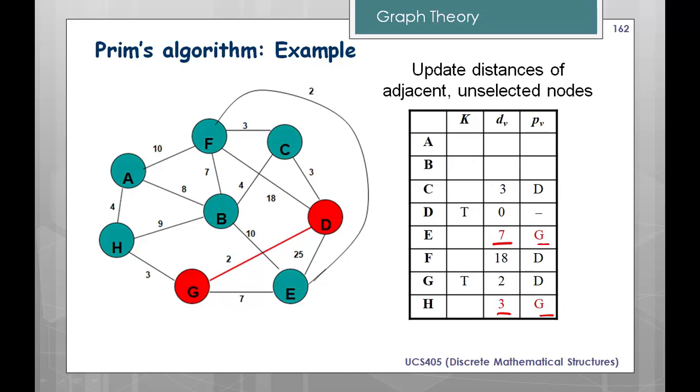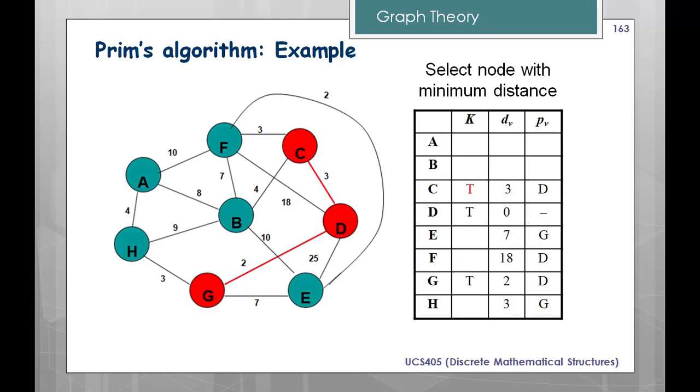So next, out of the unselected nodes, whichever node has the lesser weight, we will include that. Now we have two nodes with equal weight: one is C and the second is H. So it's our choice, we can take any node. For example, I'm going to include the node C.